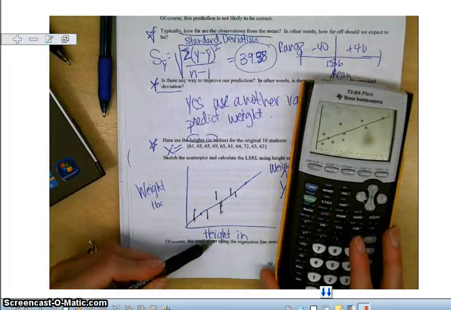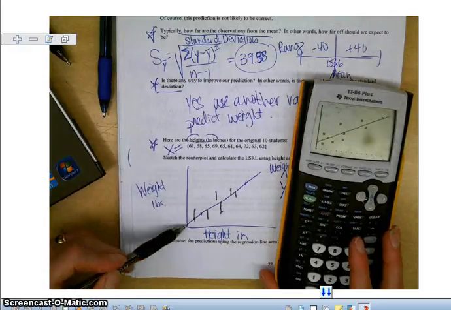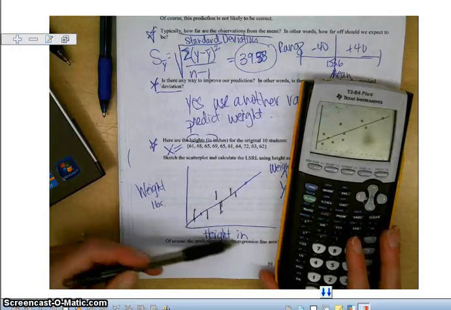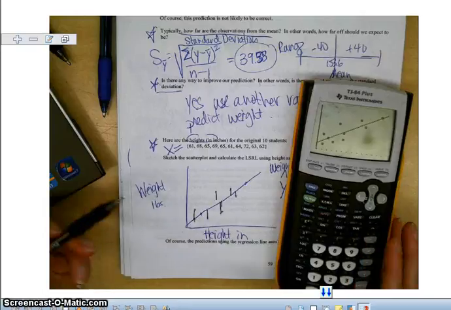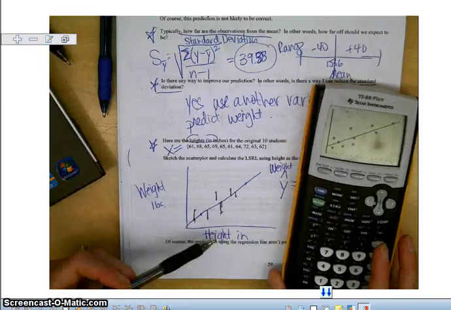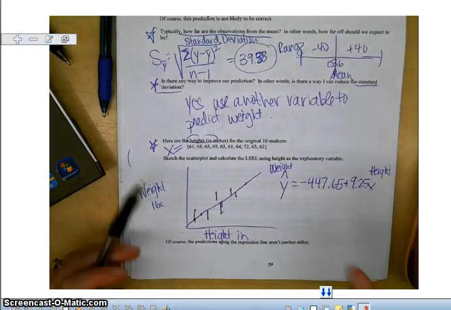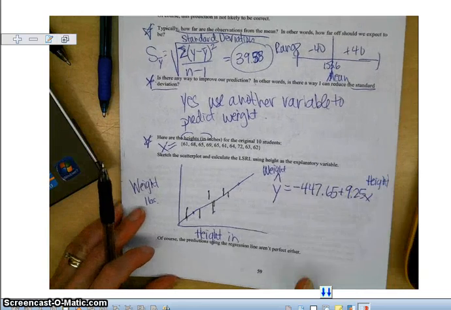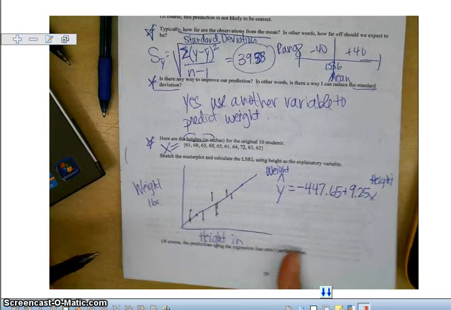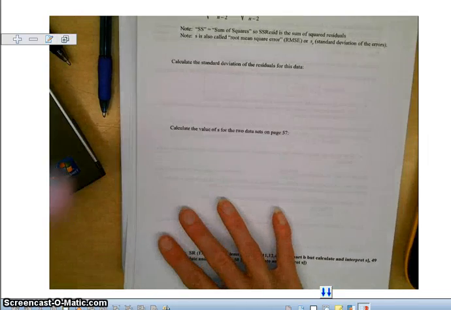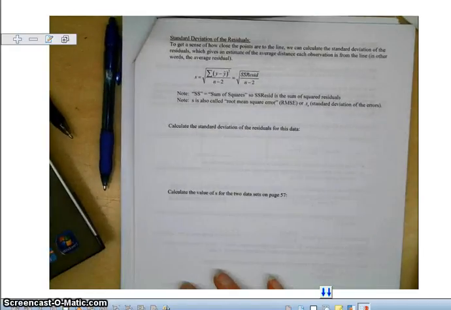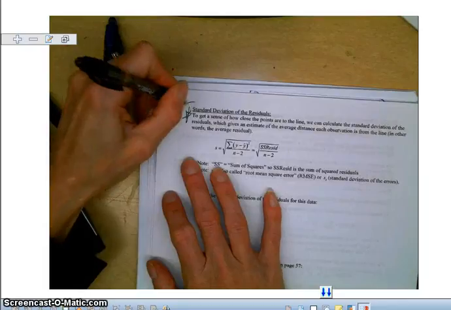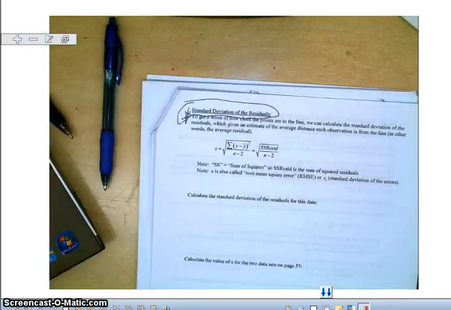So using height to predict weight, do you see a positive relationship? As people get taller, the weight is a bit more. So it would probably be a good predictor. If we use height to predict weight, it would probably be pretty good. So what we're going to be asked to do now is find exactly how far off those residuals are from the line, which is the standard deviation of the residuals. So we are going to learn how to calculate the standard deviation of the residuals.